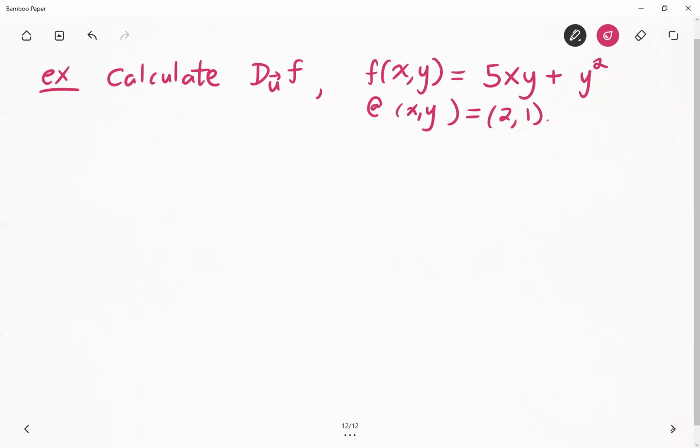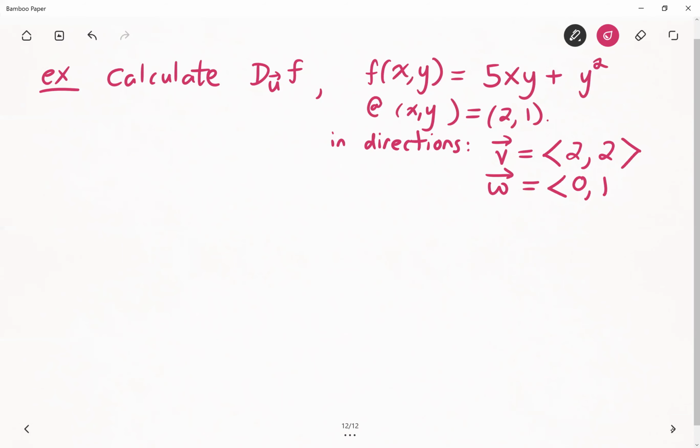Let's do this in multiple directions. So this is multiple problems rolled into one. In the directions, let's do v equal to, let's do the direction maybe 2, 2. Let's also, just for fun, do the direction w equals 0, 1.